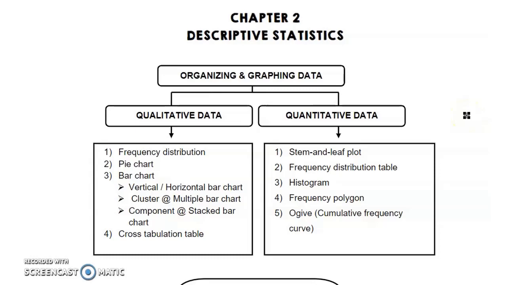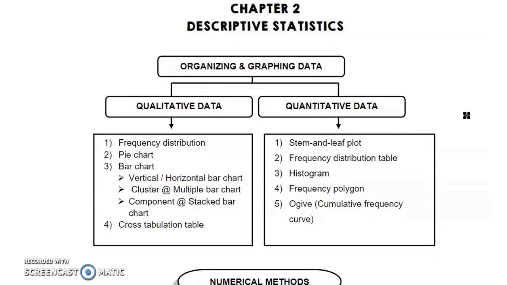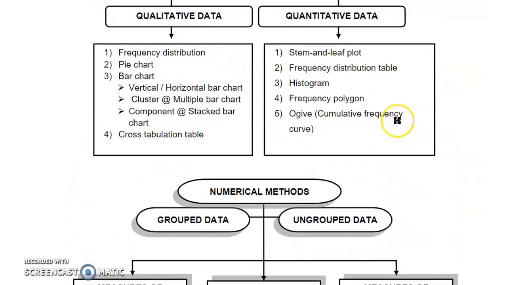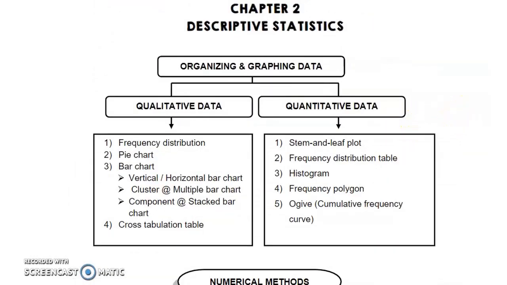So when we have that data, qualitative and quantitative data, how can we analyze and give information from the data given? Here we have organizing and graphing data as well as numerical methods. In this video I'm going to show how to graph qualitative data and quantitative data. For qualitative data, for example, if we have variables gender, race, religion, and so forth, we can use frequency distribution, pie chart, bar chart.